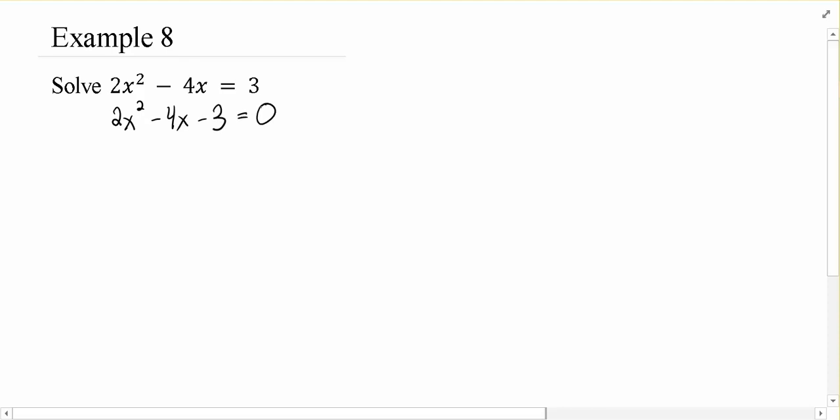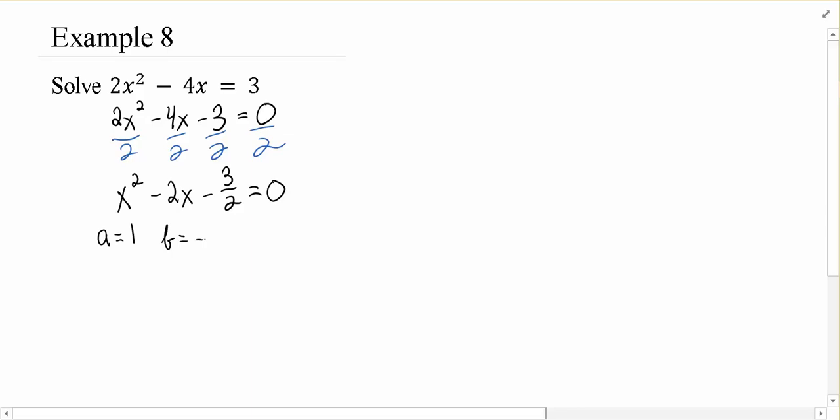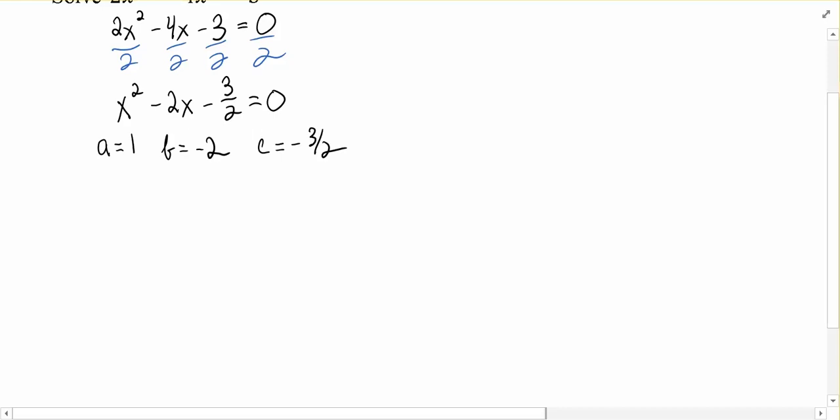Now, once we're at this point, we can use the trick. Our middle coefficient's even, so I would definitely do that. I would divide both sides by 2, giving us x squared minus 2x minus 3 halves equals 0, so that our a value is 1, our b value is negative 2, and our c value is negative 3 halves. So I want to deal with some of these negatives here.